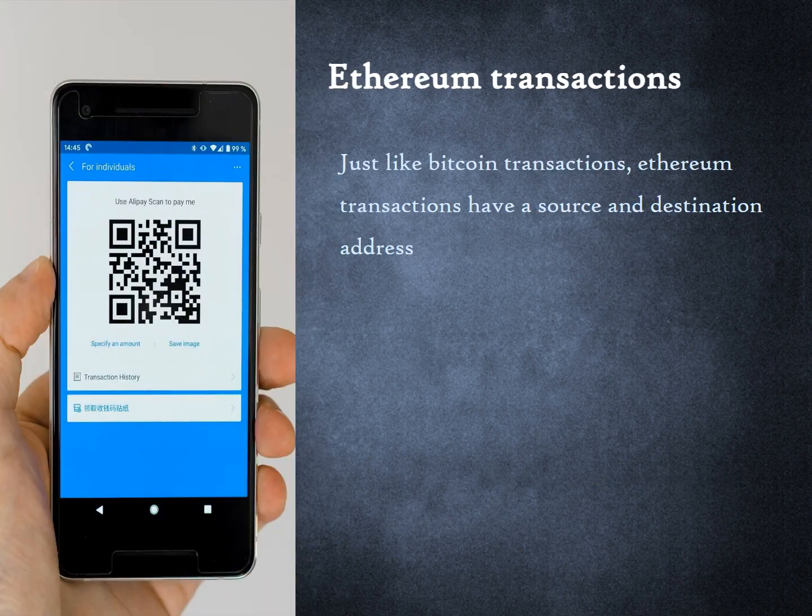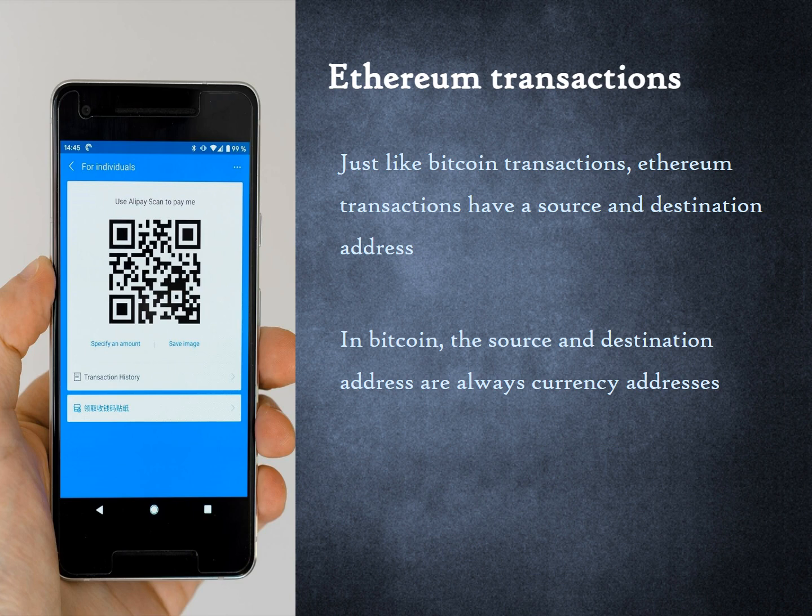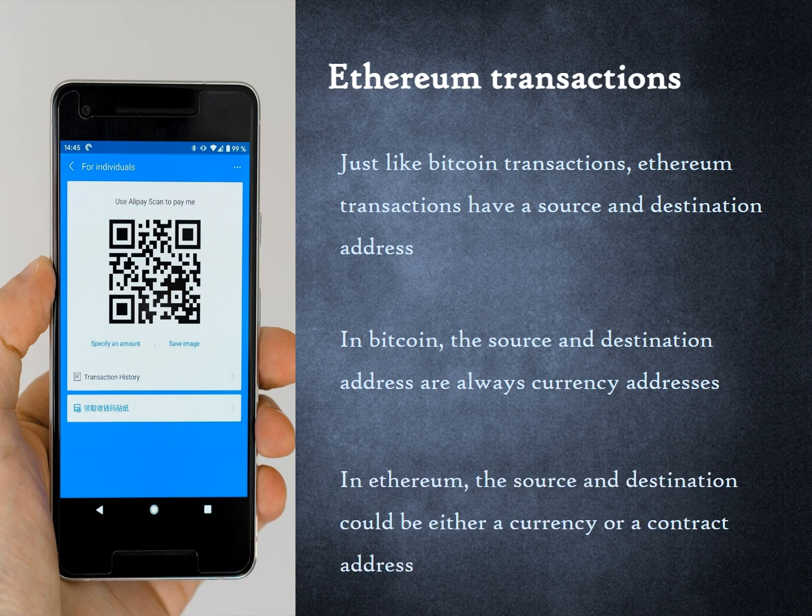Just like Bitcoin transactions, Ethereum transactions have a source and a destination address. In Bitcoin, the source and destination address are always currency addresses. The only thing that moves between source and destination is currency, which is Bitcoin. But in Ethereum, the source and destination could be either a currency or a contract address. In the next section, we will delve deeper into Ethereum transactions.